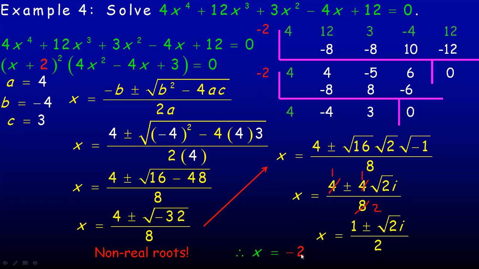There's only actually 3 different roots to this because the negative 2 is a double root. Power of 4, you expect 4 roots. So there's a double root here, that's negative 2, and then there's 2 more here.